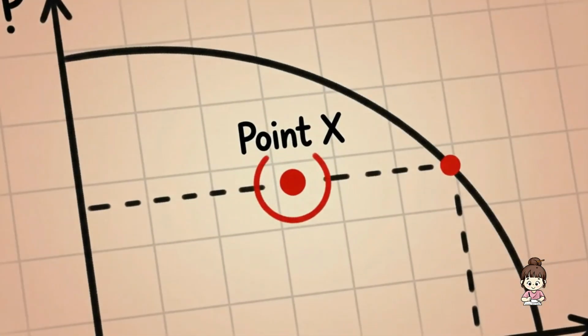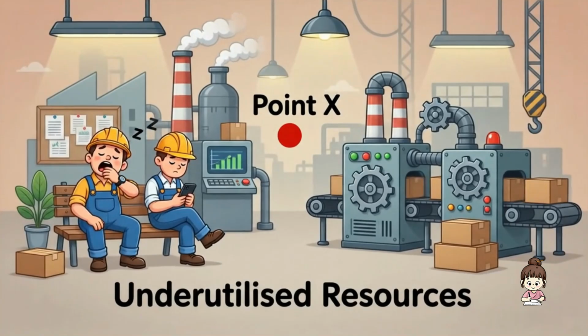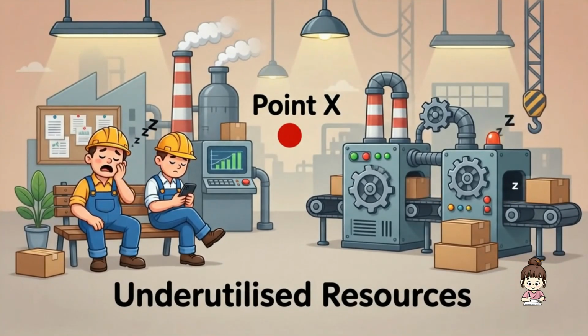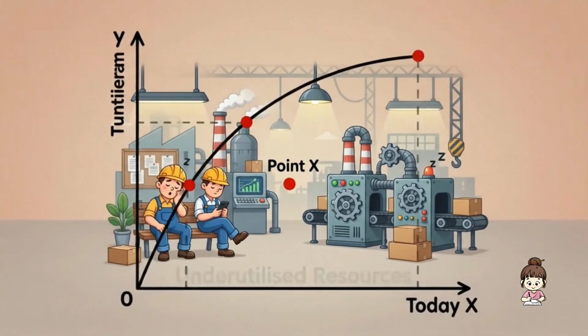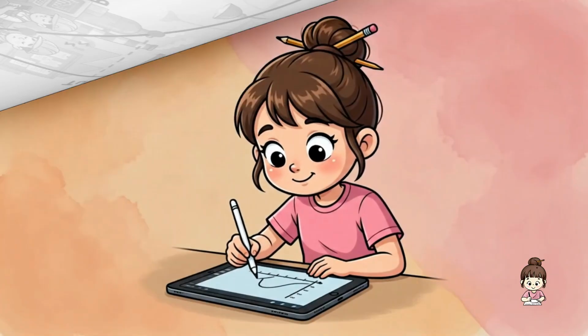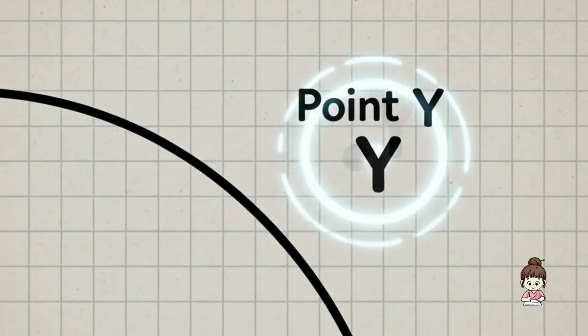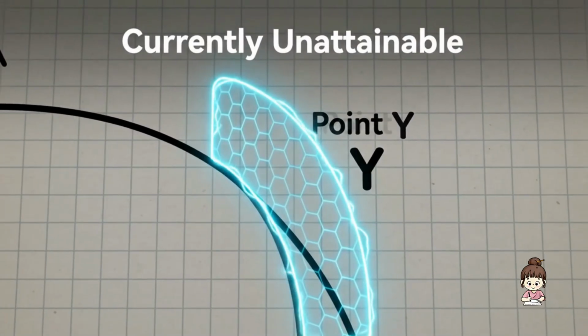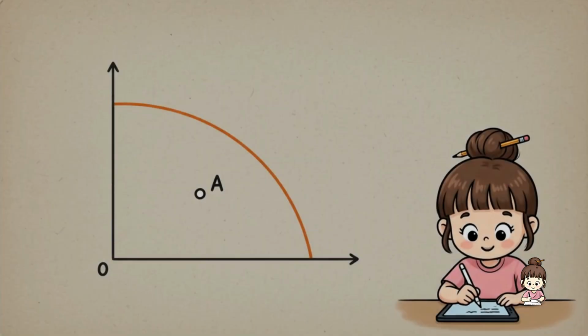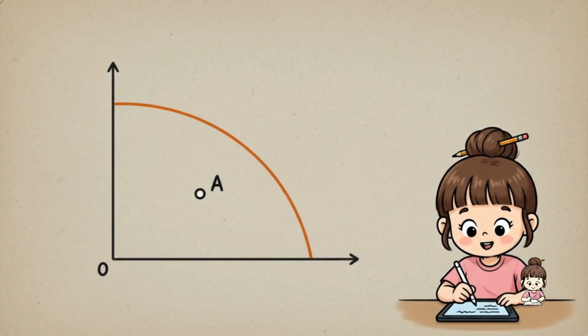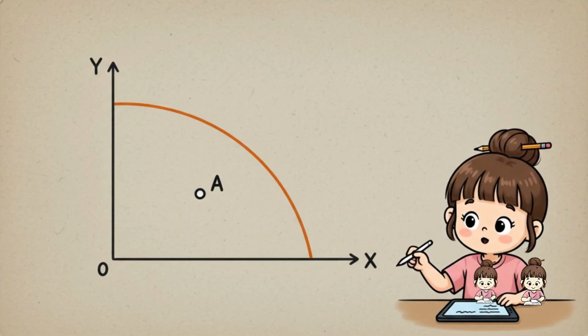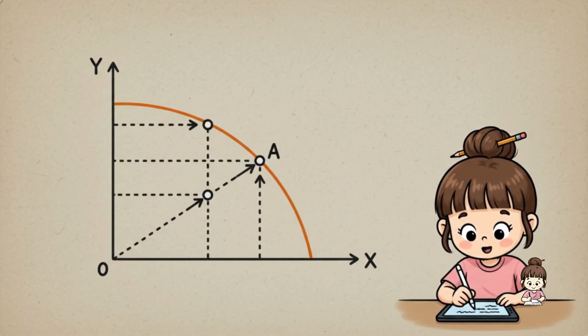Now look at point X inside the curve. It means some workers or machines are sitting idle. Resources aren't being fully used. Point Y lies outside the curve. It represents a production level that isn't possible with today's available resources. This simple graph teaches us one powerful lesson. Scarcity forces every economy to make choices.